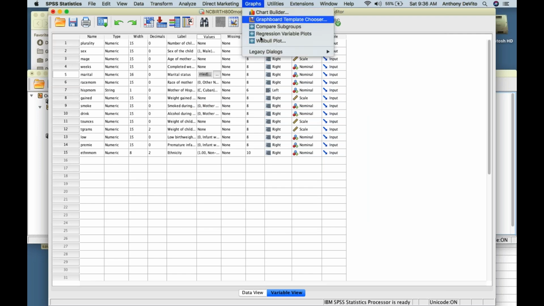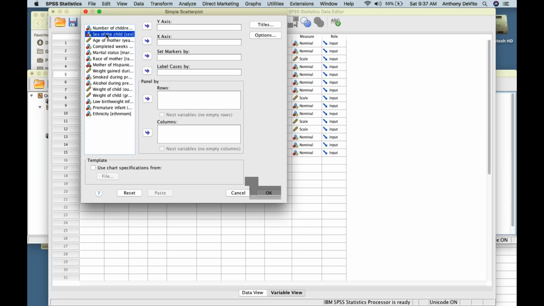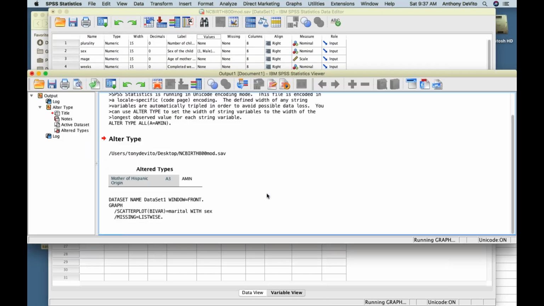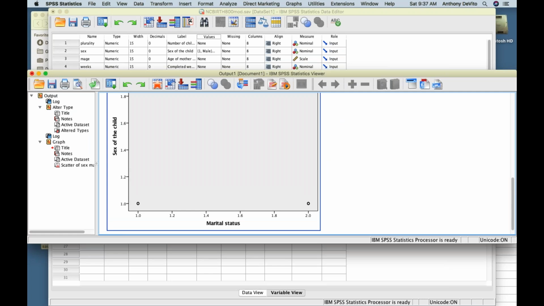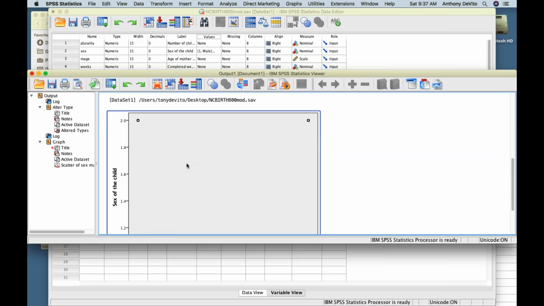So basically they're binomial variables. If I try and graph these using scatter dot graphs or scatter plots, I'm going to move in the gender of the child, and the marital status of the mother, and we're going to wind up with something that really doesn't give us too much information. There you go. You wind up with four dots, right? These represent, I guess, a female baby and married mother or something like that. It doesn't give us any kind of information, right?